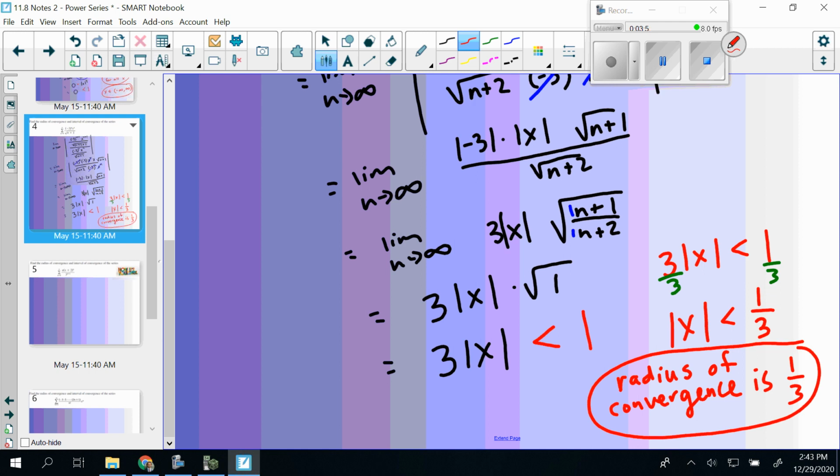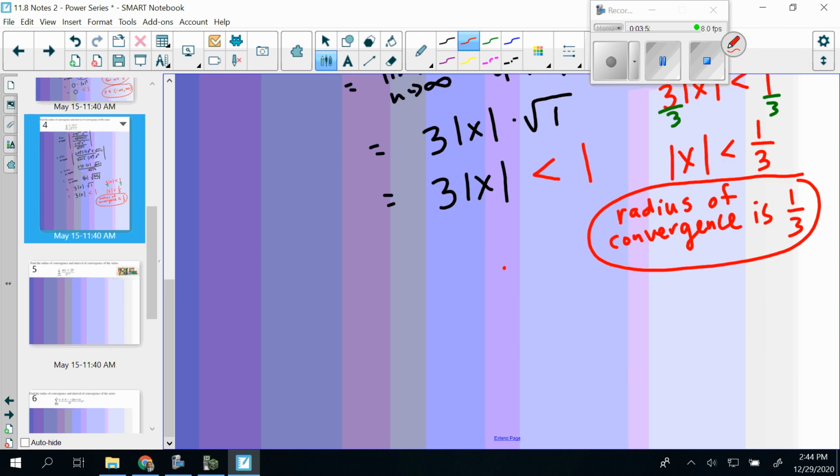Now they also asked us to find the interval of convergence. For that, we know that x is going to be between negative 1/3 and 1/3. We need to know, though, at 1/3 and negative 1/3 whether to include those endpoints. So we want to check both of those endpoints by putting the value back into the original problem. On this one, let's start with 1/3. If x equals 1/3, what does our series become?